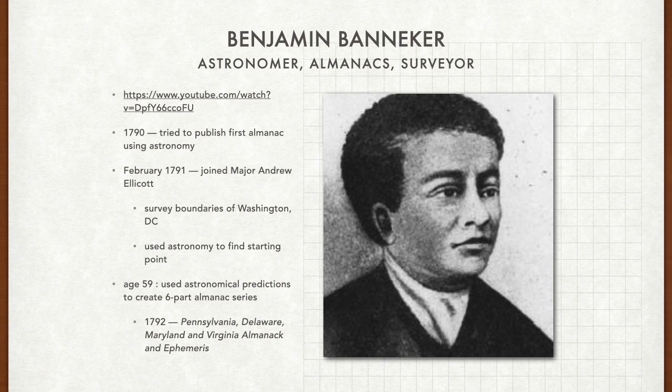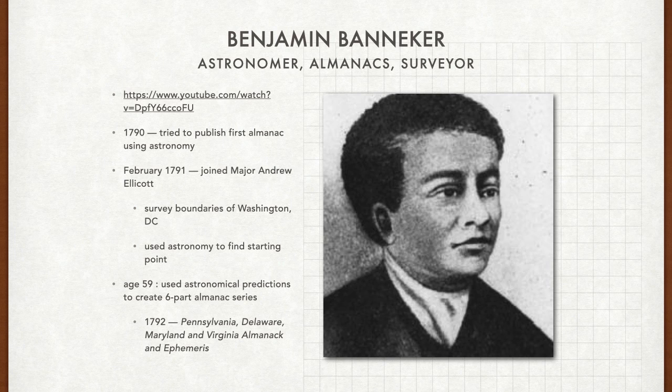After he returned to his family farm, Banneker used his predictions of eclipses and planetary conjunctions, meaning two places have the same sort of ellipses, right? They move sort of in a similar way, to create a 6-year series of almanacs.